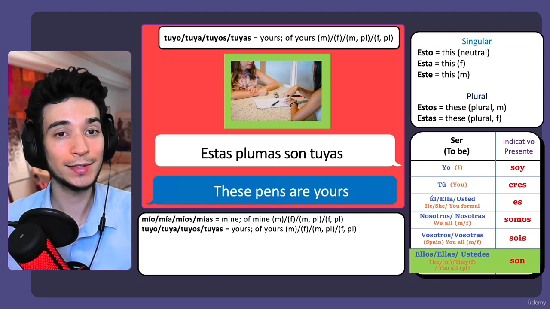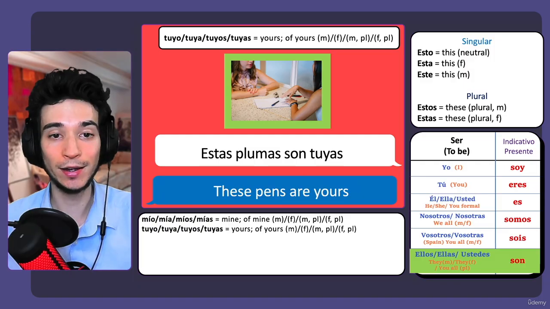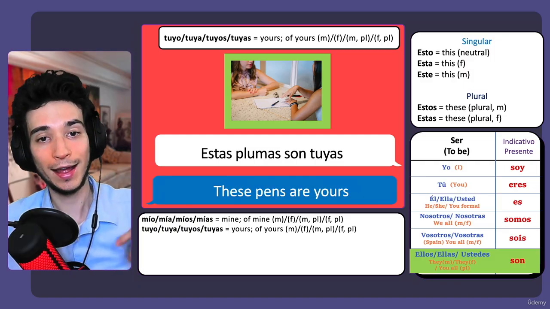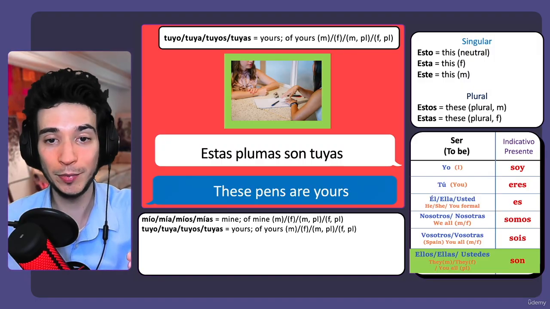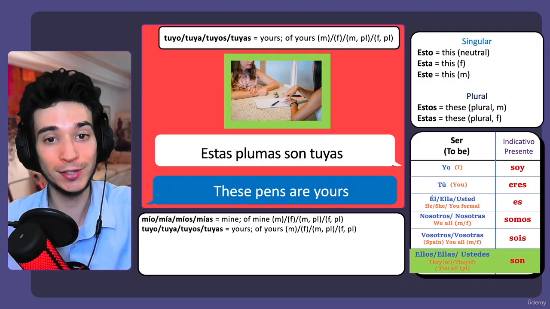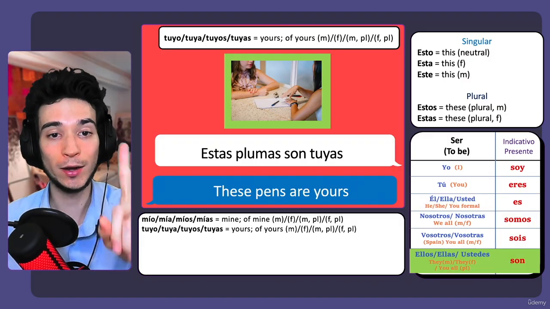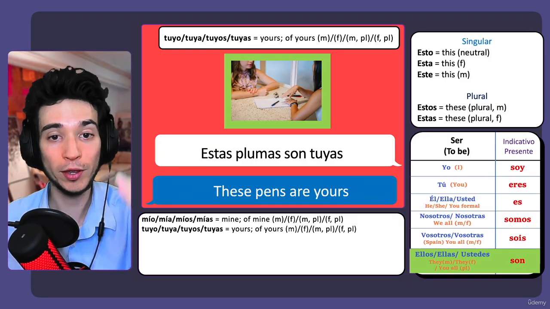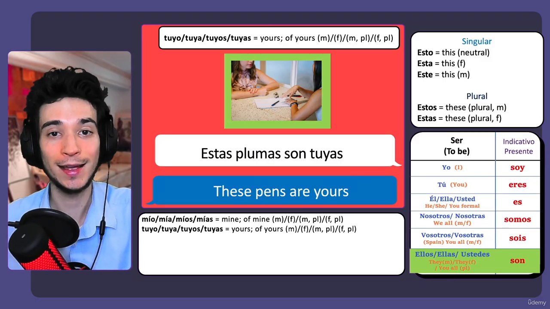Let's try the other example. Estas plumas son tuyas. These pens are yours. So plumas is feminine, and whenever you have more than one, they become tuyas. They are yours. So if you only had one pen, you would say esta pluma es tuya. More than one, son tuyas.